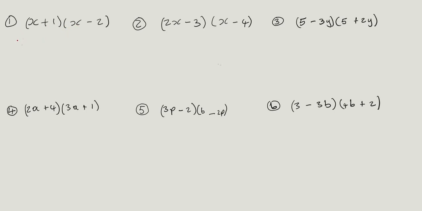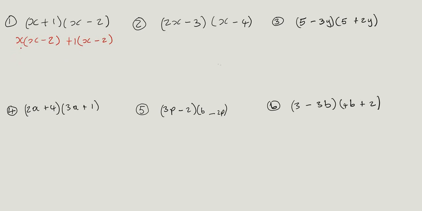So I'm going to take out the x from the first bracket, and I'm going to use this x to multiply the second bracket, which is x minus 2. Then I'm going to take out this positive 1. I'm going to use that plus 1 to multiply the second bracket, which is x minus 2. So that's the first step.